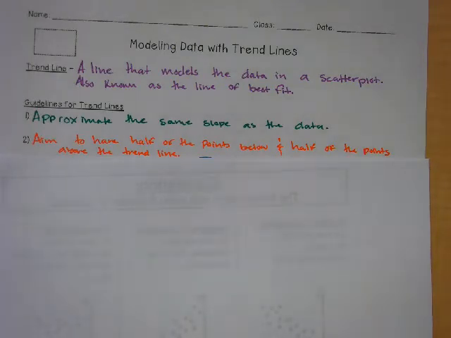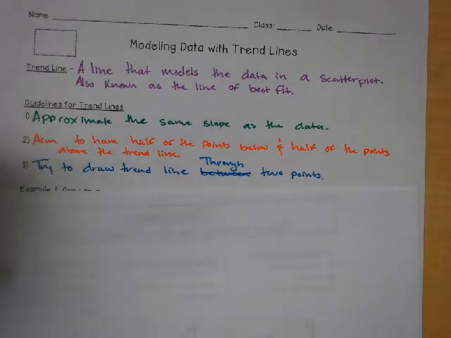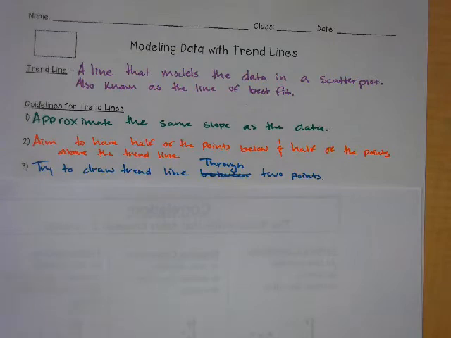That would be ideal. And then the third guideline I have is you want to try to draw the trend line through 2 points. I'm sorry, I wrote between, but I meant through. You want to try to draw the trend line through 2 points. Again, it won't always be perfect.